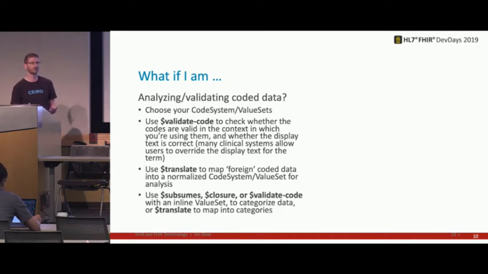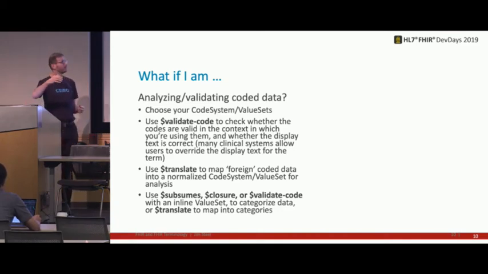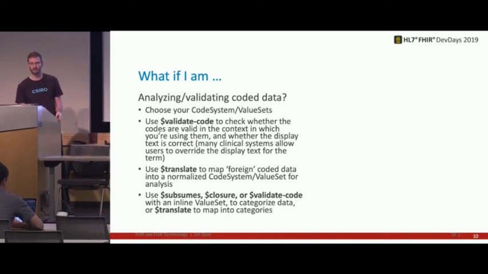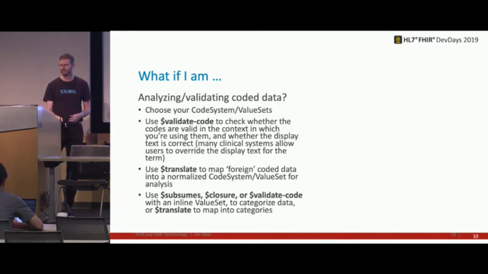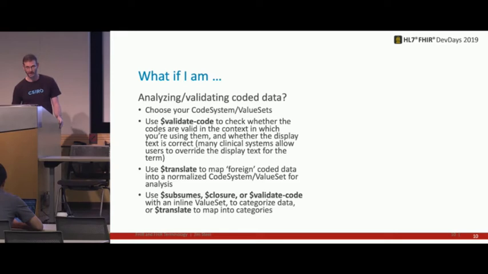So one of the first things you want to do then is to go through the coded fields and say, show me which of these codes are actually legitimate for this field. So do I have medications in my diagnosis field? Do I have, I don't know, marital status in my gender field? And the way we do that is using the validate code operation.